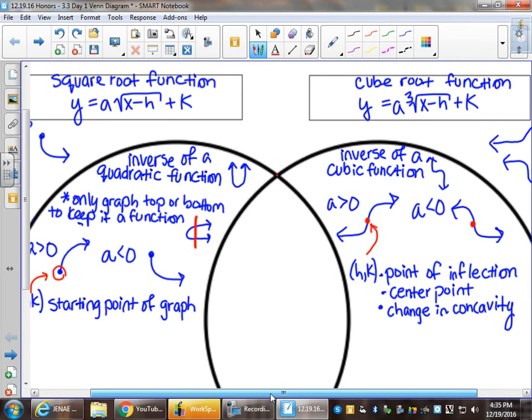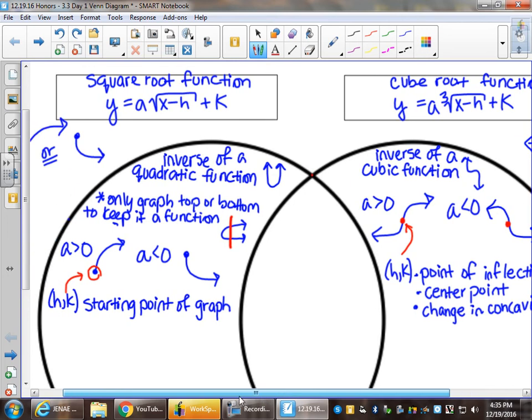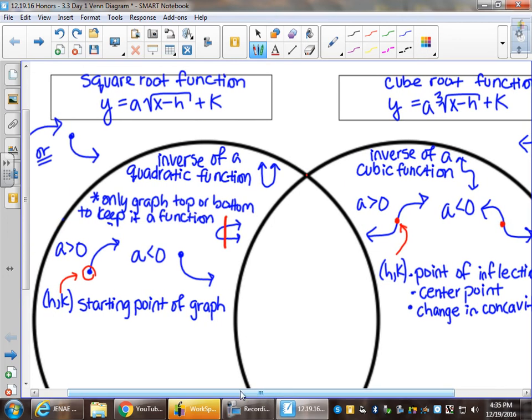So for each root function, h, k is very important, but compare how differently it applies to each. For square root functions, h comma k is the starting point of the graph. For cube root functions, it's the point of inflection. It's that center point where the concavity changes in the middle of that graph.